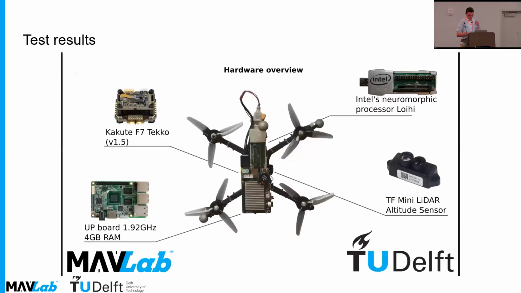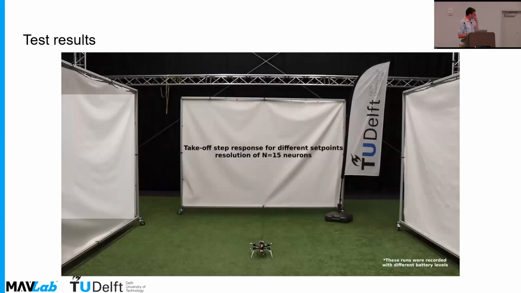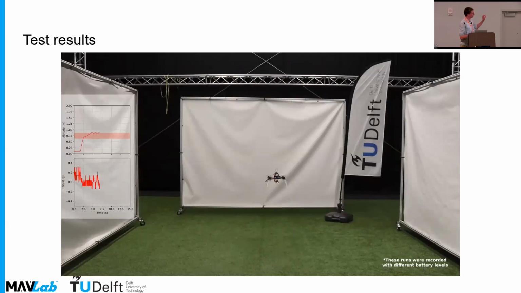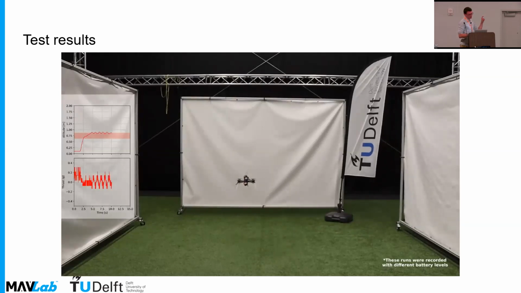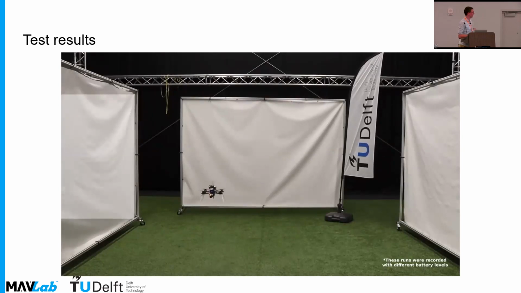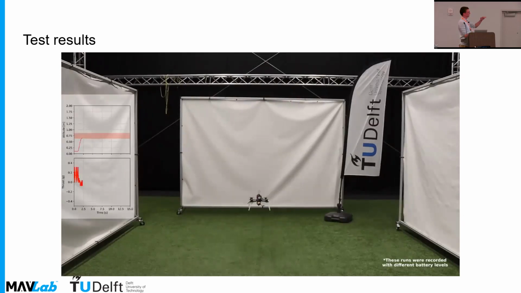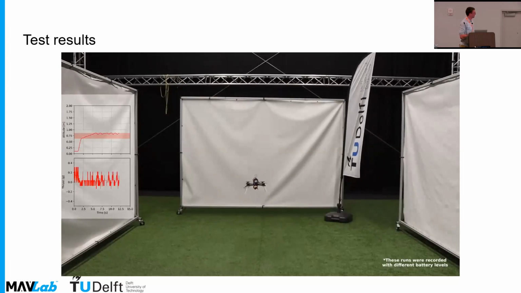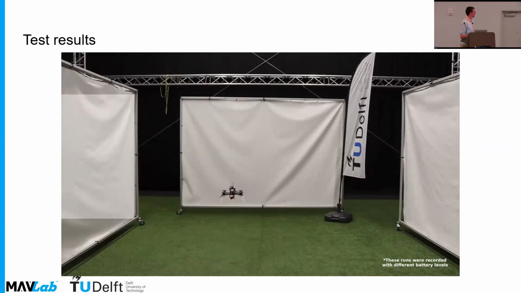So this video shows a couple of test results. Yeah, so this shows the setup again. You can see that what we do is we send a step. This is the step response to a certain altitude set point. So you can see the red band on the top left is the range in the encoded value, because we encode this entire range in only 15 neurons, which means that every neuron represents quite a significant height range. But you see that the drone reaches the set point and then stays within this red band.